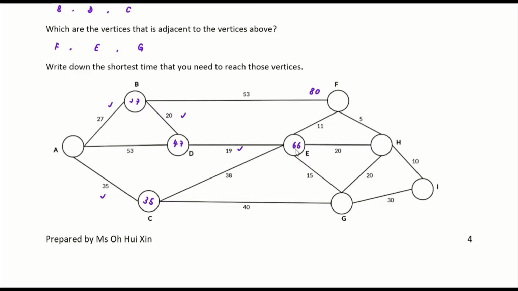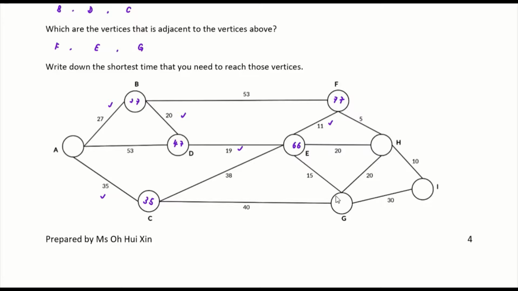Okay, since you have 66 here, you might want to look at this one. Just now we said that 27 plus 53 gives you 80. And then 66 plus 11 only gives you 77. So in this case it's 77. So you are taking this one rather than the 80 here. Okay, you can try to put down your draft, just make sure that you are not confused with your own writing.